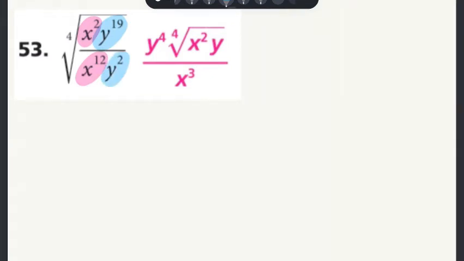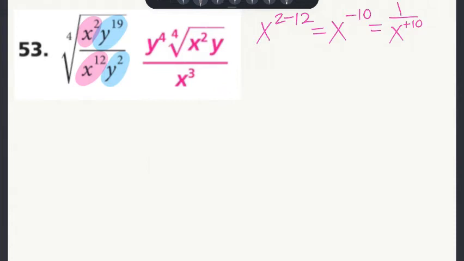So for the x's, remember you're doing top minus bottom. So 2 minus 12 is negative 10. If it's negative on the top, it's going to go on the bottom. So that means that I know in my final answer, x to the 10th power should be in the denominator. So I'll set it up for you so you can see what I'm doing. X to the 10th power.